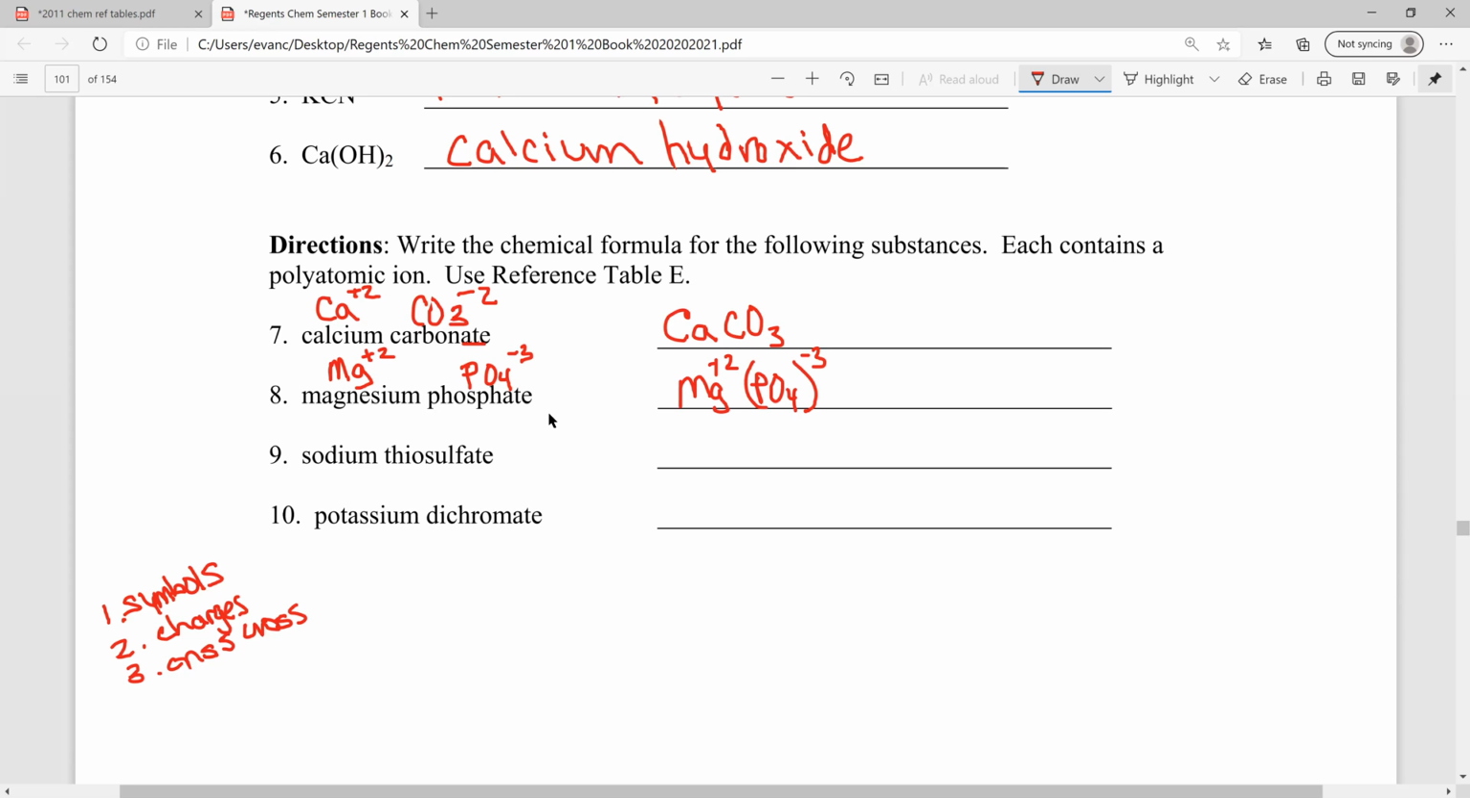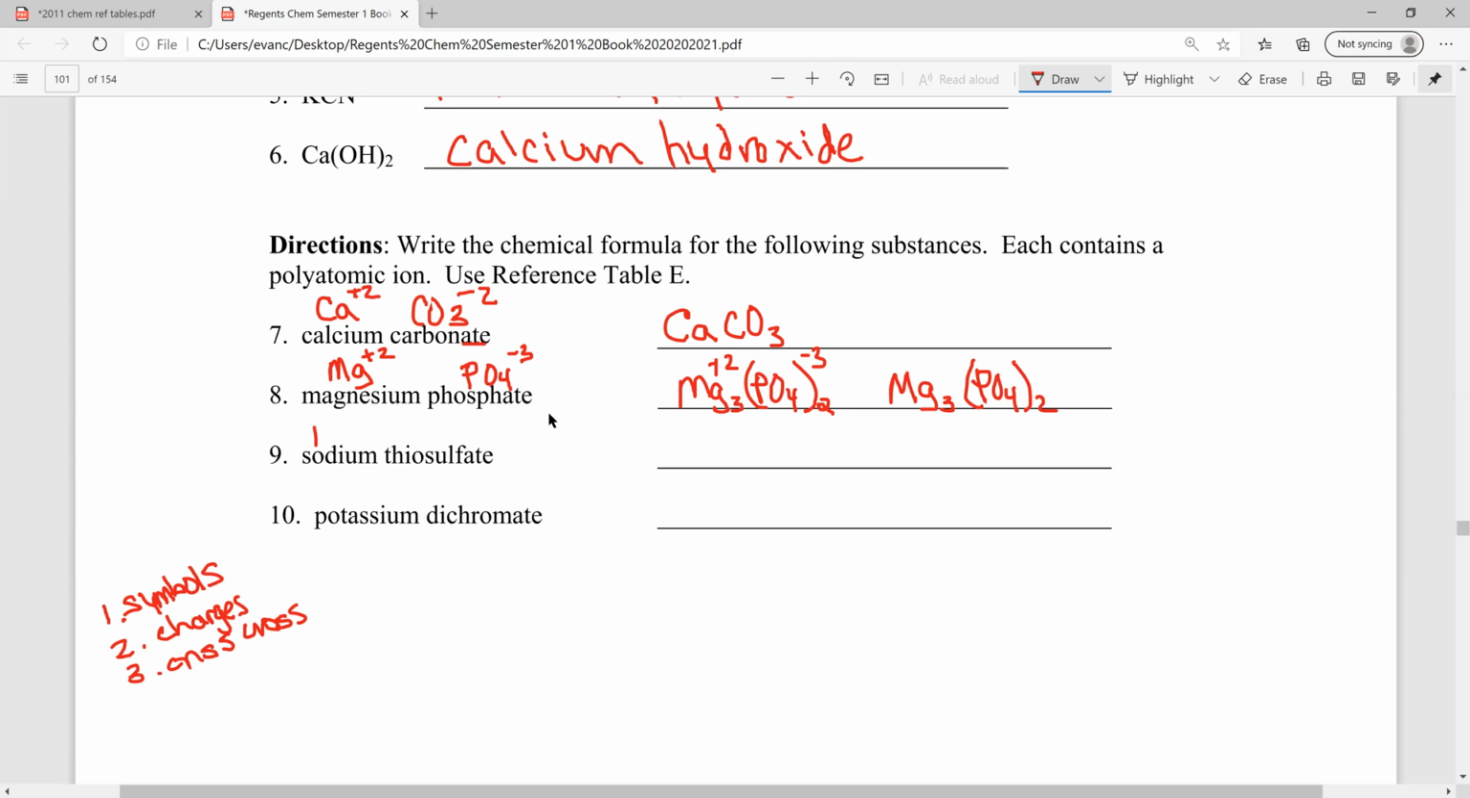Then when I do my crisscross, I made sure that I have the parentheses around my polyatomic because it functions as a unit. I need to put the subscript on the outside of the parentheses. I'm going to take the 2 from the magnesium and put that on the opposite side. This is what's crisscross. And I'm going to take the 3 from the phosphate and put that over there. Then I'll just rewrite that formula to make it look pretty. Magnesium, 3 of those, and my phosphates in parentheses, 2 of those.